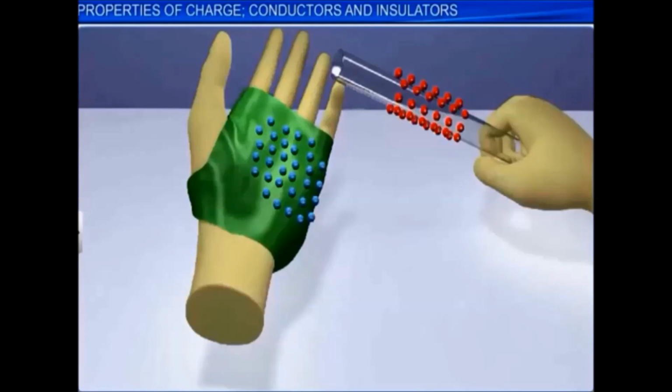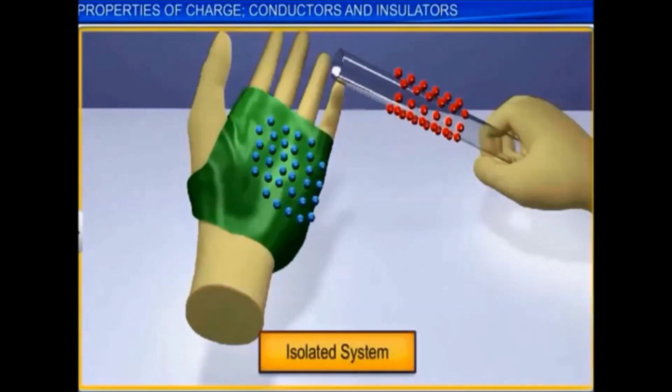If we consider the glass rod and silk cloth as an isolated system, then the total charge of this system before and after rubbing remains the same. Therefore, we can conclude that charge on an isolated system always remains conserved.